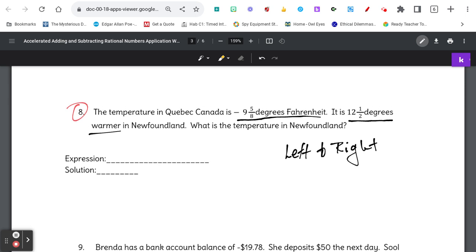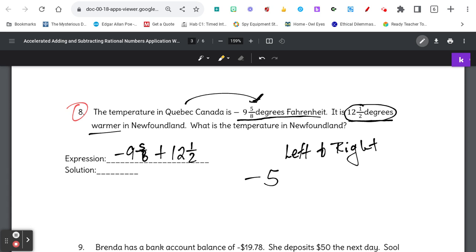Okay. I know that in Quebec, this is the temperature. But it's 12.5 degrees warmer in Newfoundland, which means I just need to add. Warmer means I need to add. So it's plus that many degrees warmer. I'm going to put plus positive, guys. It doesn't mean I add the two mixed numbers, but it means I add a positive 12 and a half because it's warmer. And once I find a common denominator, I'll be able to subtract. In this case, I'm going to be subtracting.